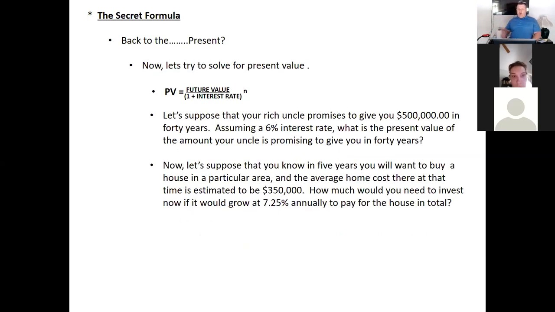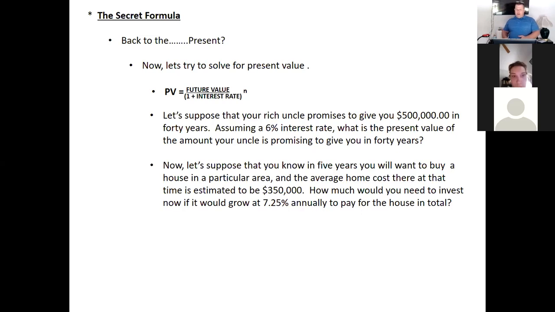So now let's try to solve for the present value. Let's suppose that your rich uncle promises to give you $500,000 in 40 years. Now, assuming a 6% interest rate, what is the present value of the money, the amount your uncle is promising to give you in 40 years? In other words, how much money is he actually putting in the bank today at a 6% interest rate to get you to $500,000 in 40 years?